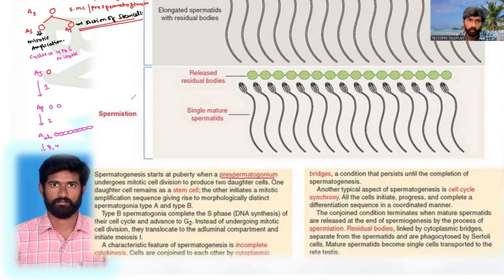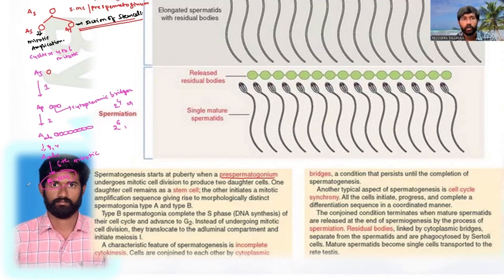How many? 2 power 6. If it is 6 cycles, then 2 power 6 will be the answer, and if it is 4, 2 power 4 will be the answer. Those cells will be connected to each other, and those connections are called cytoplasmic bridges. After completion of the final sixth mitotic division, this A type of cells will be converted to A type B cells.